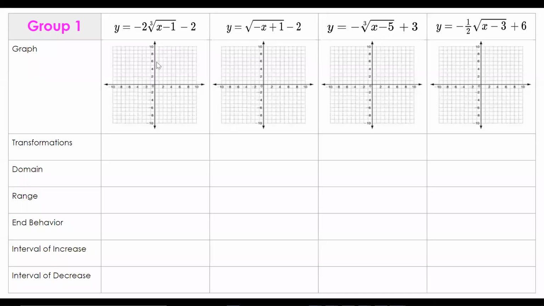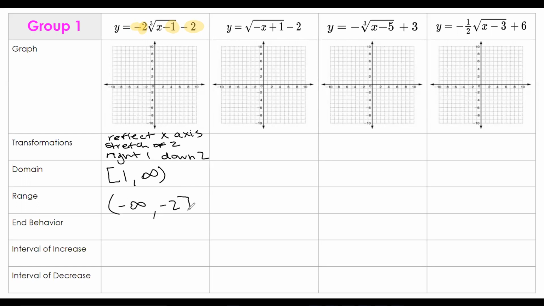It won't be both. Okay, so on this first one, for the transformations, we have negative 2 out front, we've got the 1 here, and we've got that negative 2. So we've got a reflection across the x-axis because of that negative. We've got a stretch of 2 because it's 2. And then we move right 1 and down 2. Our domain is going to come from that h value, so the domain is from 1 to positive infinity. Our range is going to be from negative infinity to negative 2. The reason why I know that is because this guy is negative. Brackets mean that it touches it. Parentheses mean it does not touch it, not inclusive.